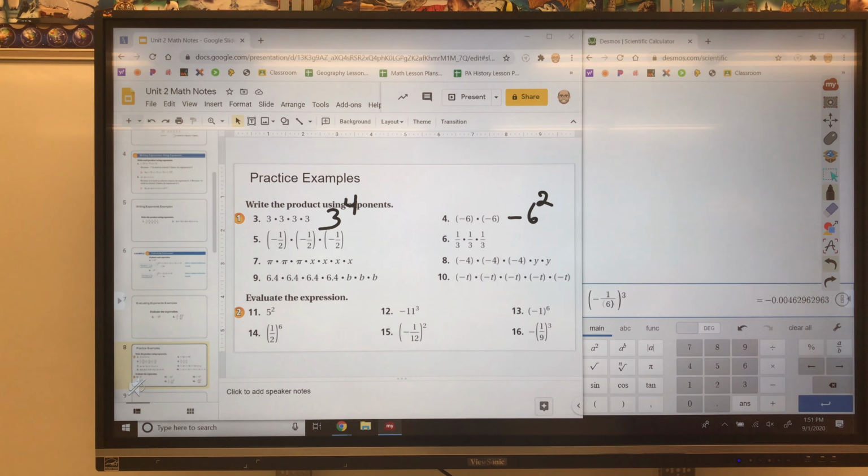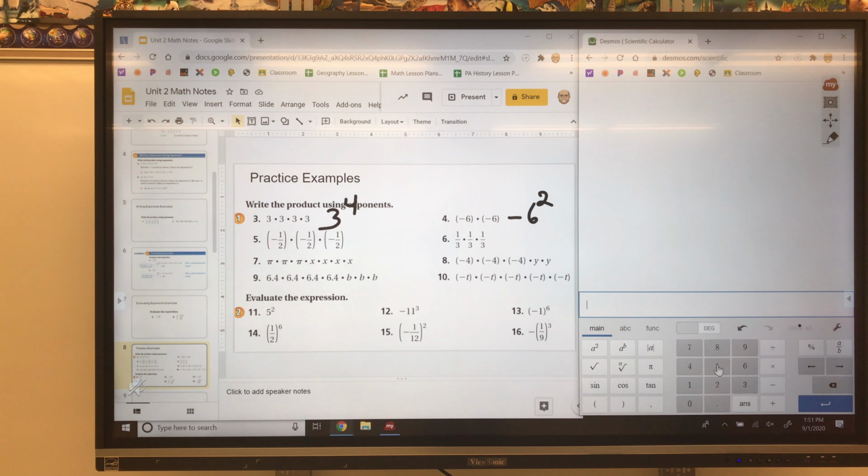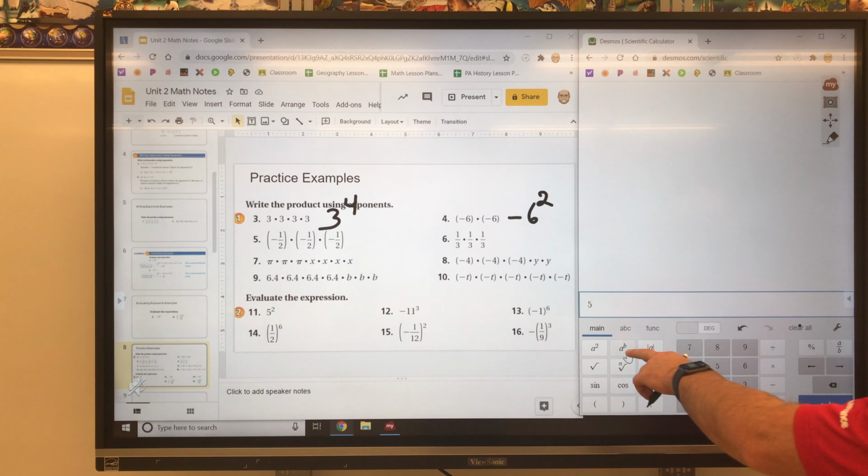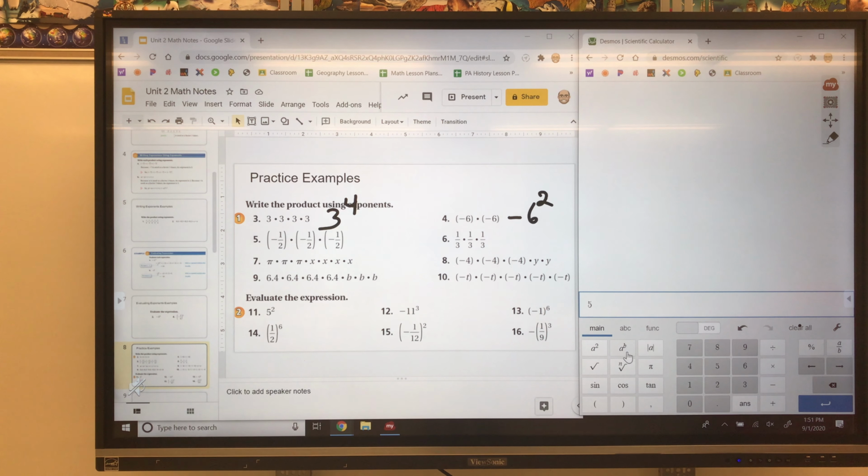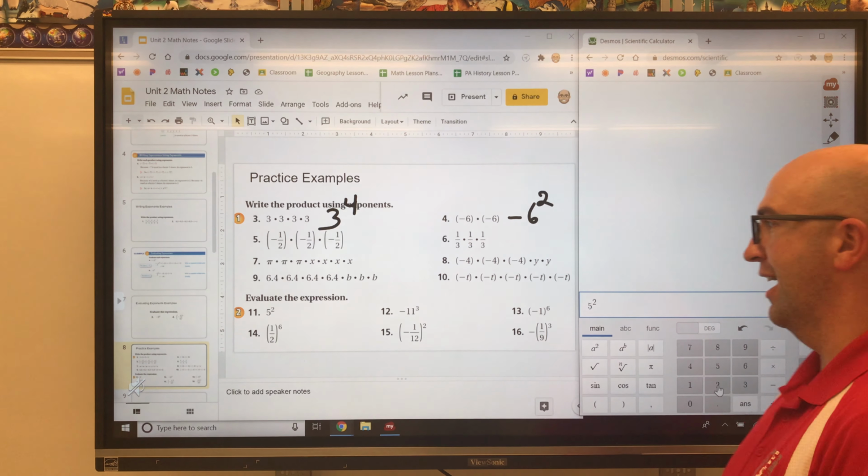Evaluate the expression. That's where we need to solve it. We can again use Desmos' calculator. We put in our base. My base is 5. Hit the a to the b button. And my exponent, my power, is 2. So that gives me 25.